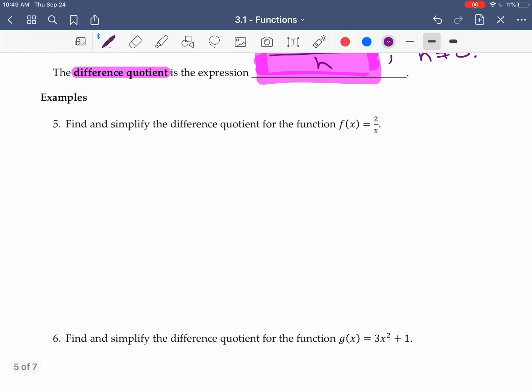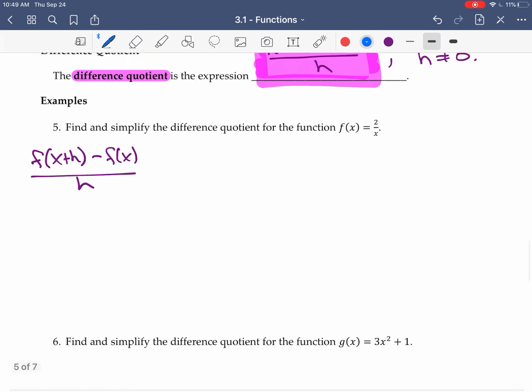So let's do an example. We'll do the first one here. Find and simplify the difference quotient for this f of x, so 2 over x. So we take f of x plus h minus f of x, all over h.